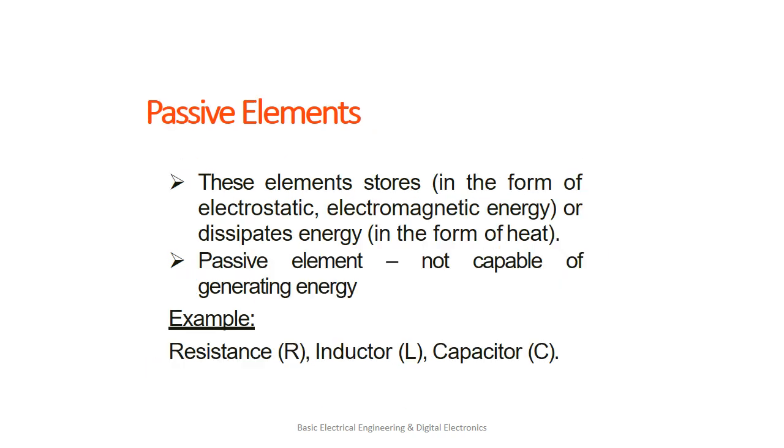We can see the passive element. A passive element is nothing but an element that can store energy in the form of electrostatic or electromagnetic energy, or dissipate energy in the form of heat. So basically the passive element is not capable of generating energy. Examples of passive elements are resistance, inductor and capacitor.